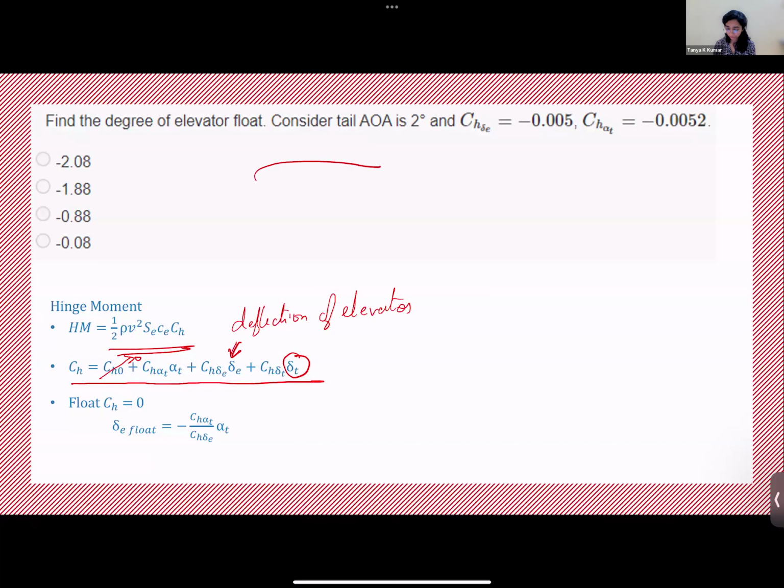So your tail is something like this. And this is your elevator. And that's the hinge point. And it has another surface, trim tabs, right? That is further beyond the elevator. So the deflection of this trim tab is delta T, okay? Since that parameter was not given in the question, we assumed it to be 0, okay? Okay. Go on to the next question.